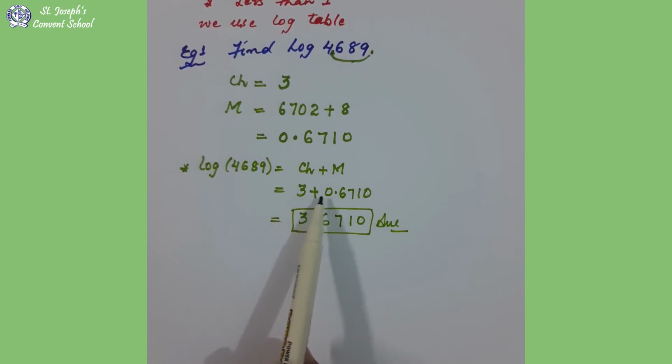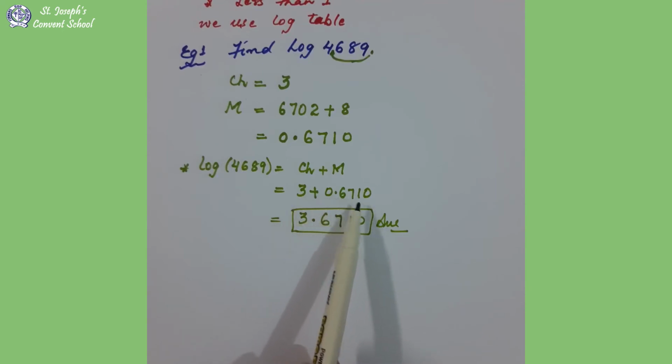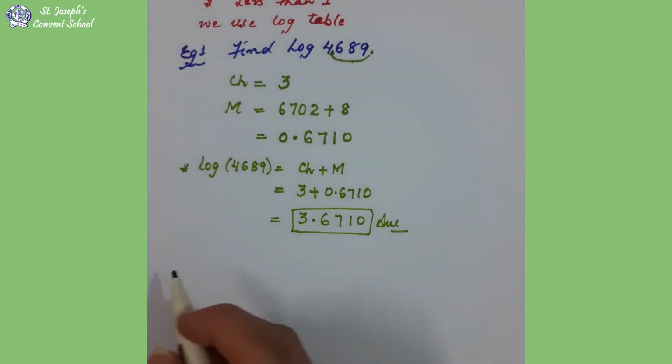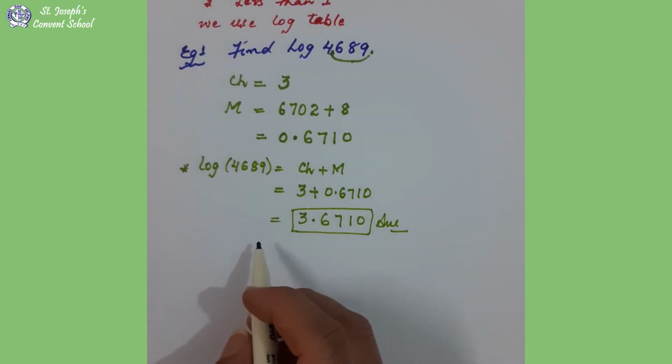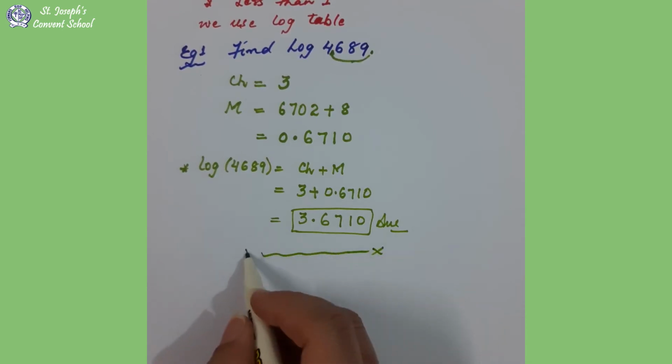Otherwise we add this 3 with the 0. So 3 plus 0.6710 is 3.6710. So this is the answer. Simple it is. You just have to practice this, then you can easily do it. Okay, let me give you more examples.